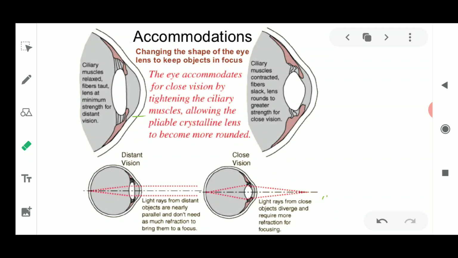Now, how does this happen? Whenever the eye is looking at a distant object at infinity, the ciliary muscles of the eye are fully relaxed. If the light rays are coming from a distant object, the eye does not need to refract much.